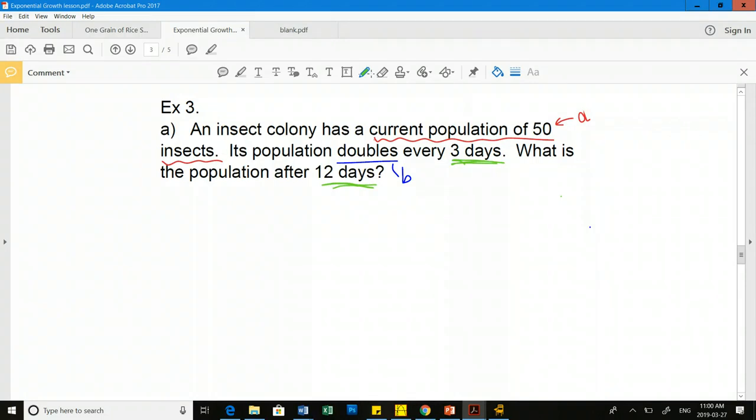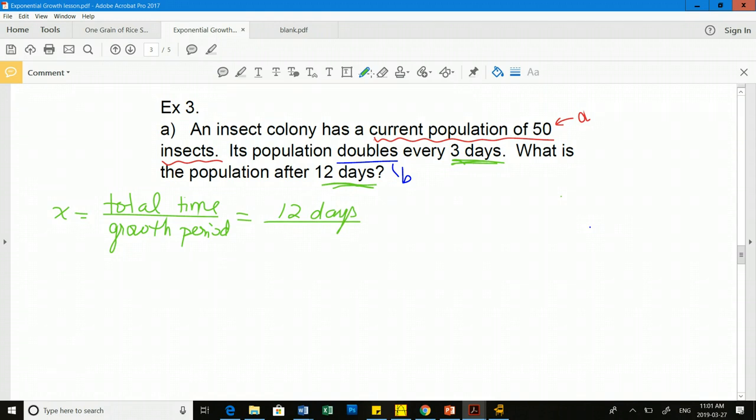Now, I'm underlining these in the same color because anything to do with time, like I told you earlier, helps us in the calculation of our x value. Okay, so our x value, we said, is total time over, in our case, we're dealing with growth, so it's going to be the growth period. So what is the total time that I'm looking at here? How much time do I want to know? 12 days, yep. And what is the growth period? How long does it take to double once?